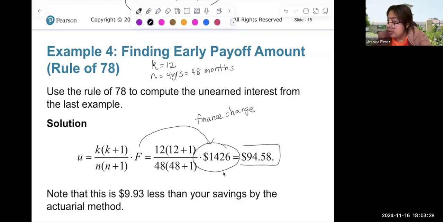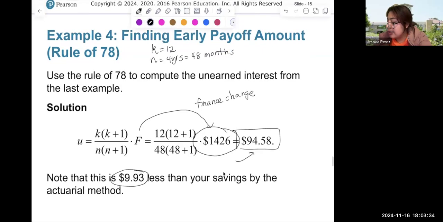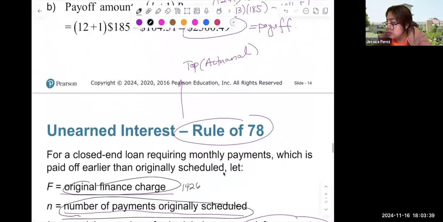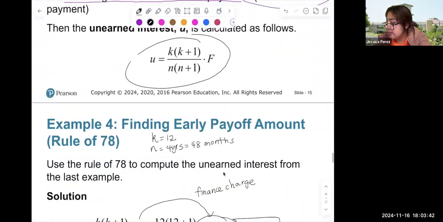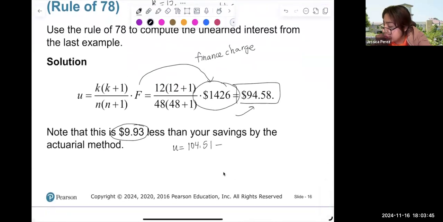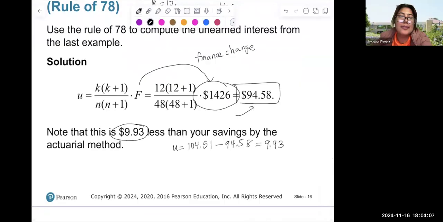So then you get 94.58. Well, this one is less. So note that 9.93, because we had the end interest was 104.51 minus 94.58, the difference between those two is 9.93. So note that this is $9.93 less than your savings by the actuarial method.